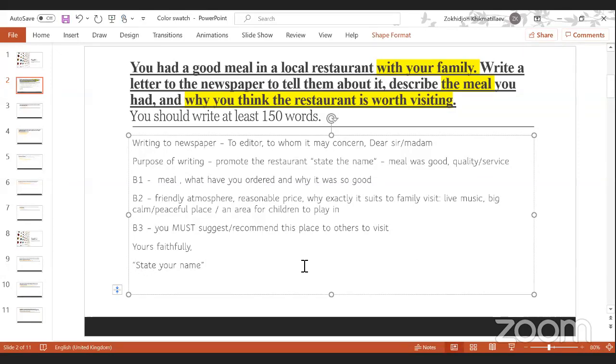It would be good if you come up with fake names. Do not write down your own name and surname in the exam paper.